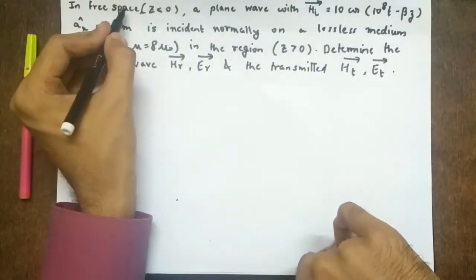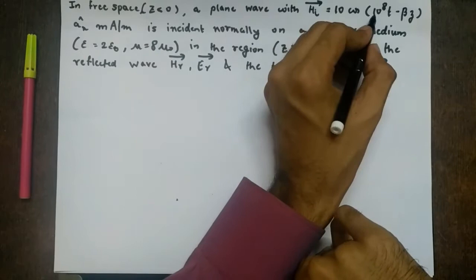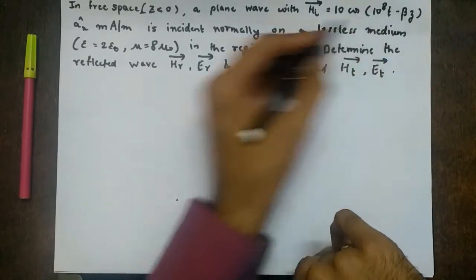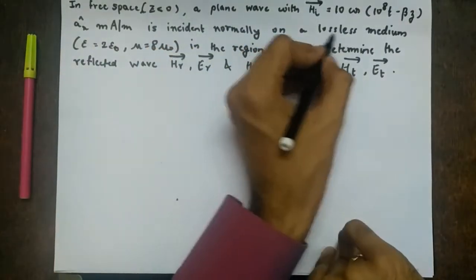In free space, z less than 0, a plane wave with, first thing you see, z less than 0 and z greater than 0 here. In the exam, first you should check whether this is a boundary condition problem or a reflection problem. Since the HI vector is given here, obviously it is a refraction problem. In free space, z less than 0, a plane wave with HI vector equal to 10 cos of 10 raised to 8 t minus beta z, x cap milliampere per meter, is incident normally on a lossless medium.